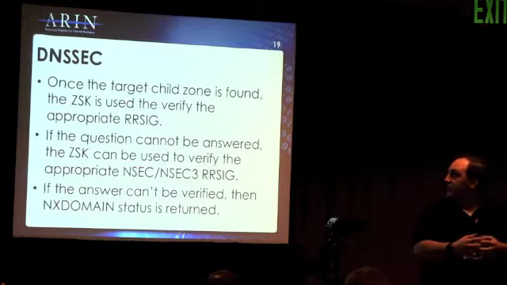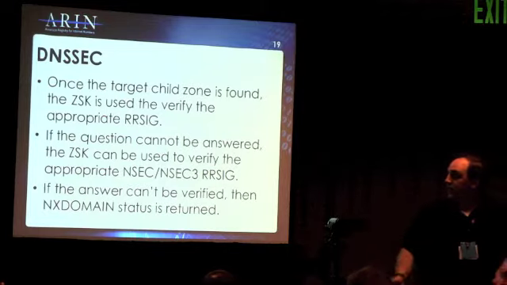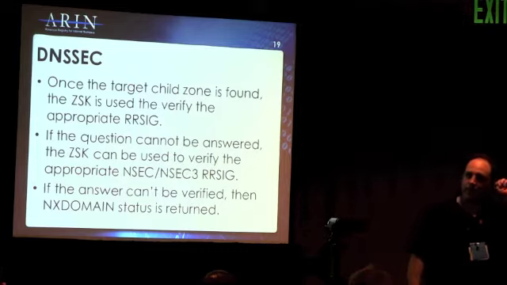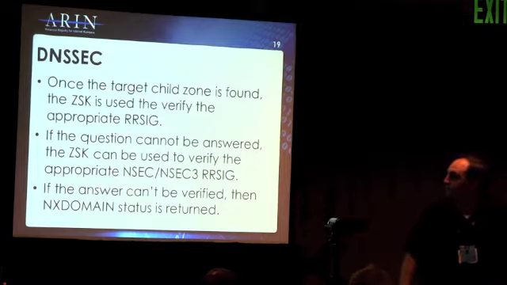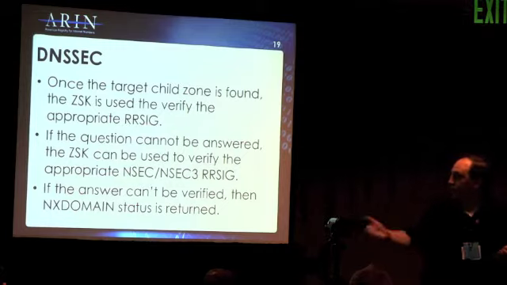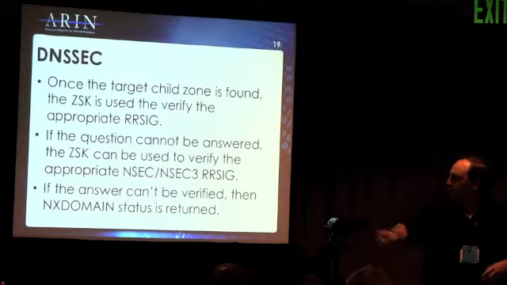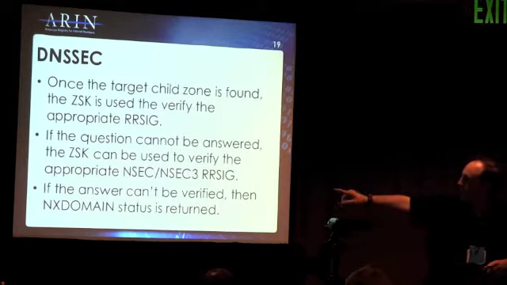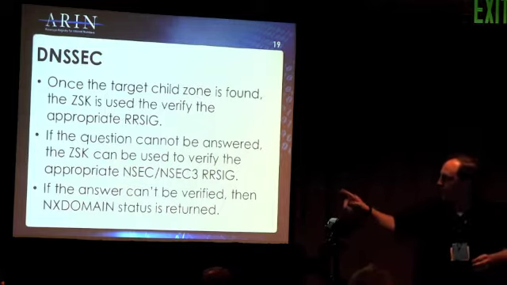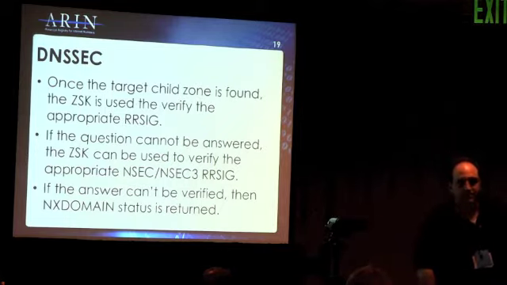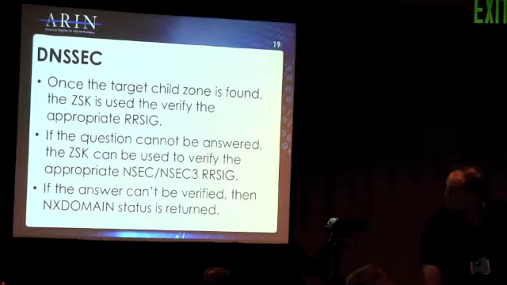Once the target child zone is found, you can use the ZSK to verify the appropriate RR-SIG or NSEC RR set. If the question can't be answered, then you present the NSEC record. And this is wrong, actually. If the answer can't be verified, then I believe SERVFAIL is returned, not NXDOMAIN. So I need to update that.